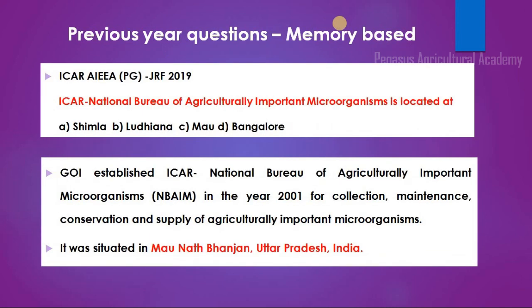In the previous video I asked a question, so we will go into the question section. The question was: where is the National Bureau of Agriculturally Important Microorganisms located? The answer is Mau, or Maunath Bhanjan. This NBAIM is located at Mau, Uttar Pradesh, India, and it was started by the Government of India in the year 2001. The main aim of starting this institute is the collection, maintenance, and preservation of agriculturally important or beneficial microorganisms.